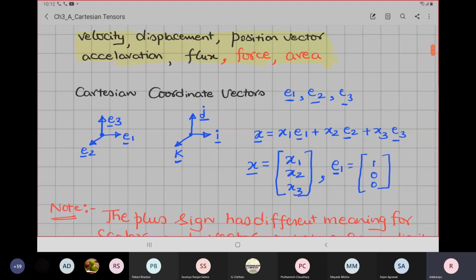And typically in mass, these E1, E2, E3 vectors are called basis vectors, because once you have these basis vectors, any other vector on the plane, you can span or construct it.